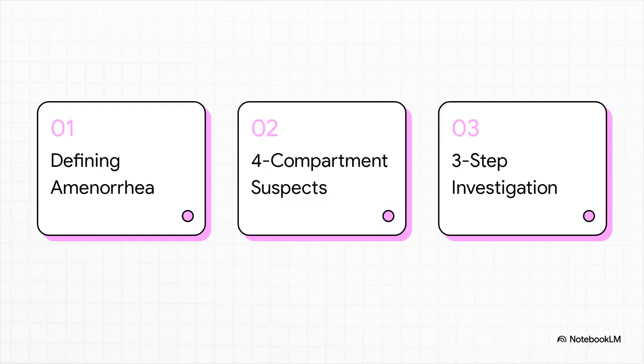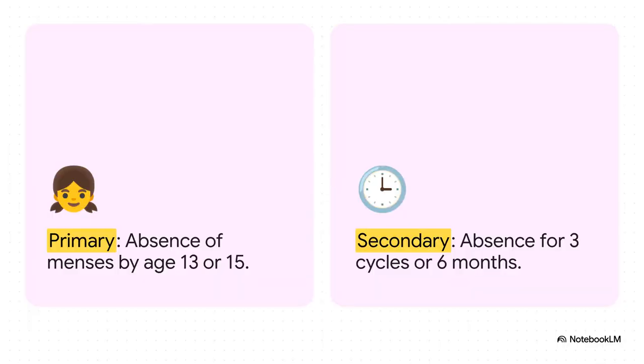So here is the roadmap for our investigation today. First, defining amenorrhea. Second, breaking down the four-compartment suspects. And finally, the three-step diagnostic investigation we use to actually crack the case. Okay, let's dive right into this by clearly defining our main symptom.